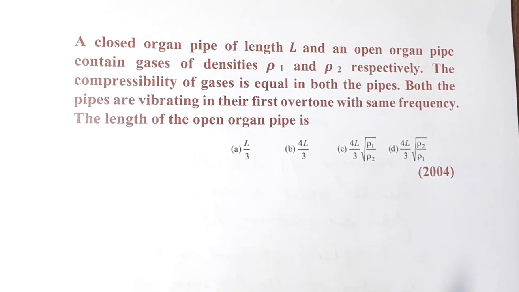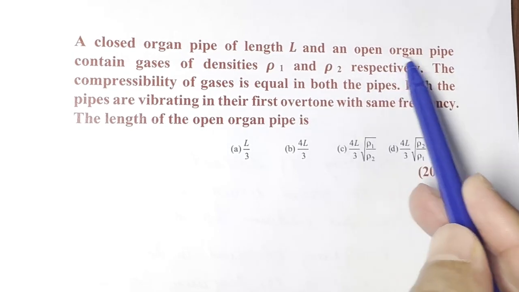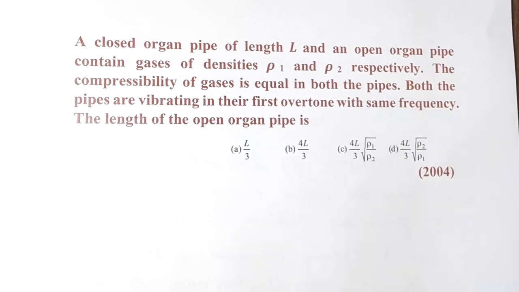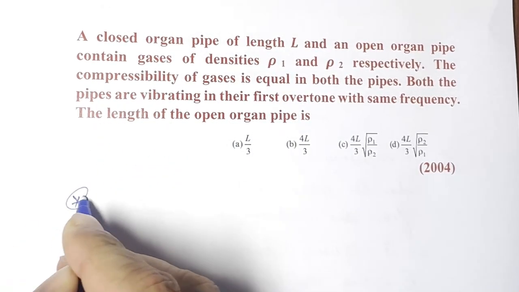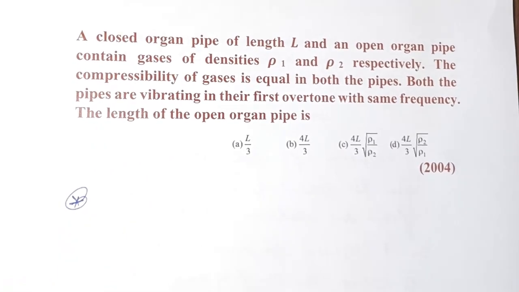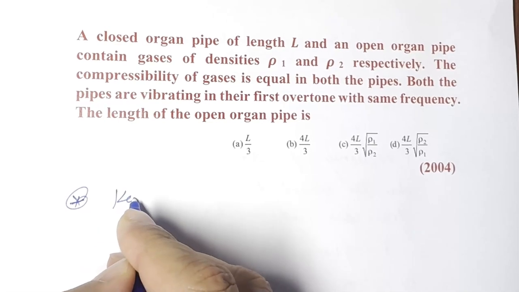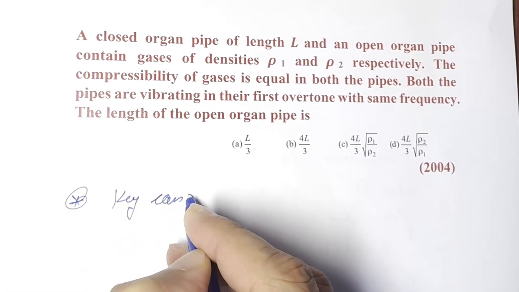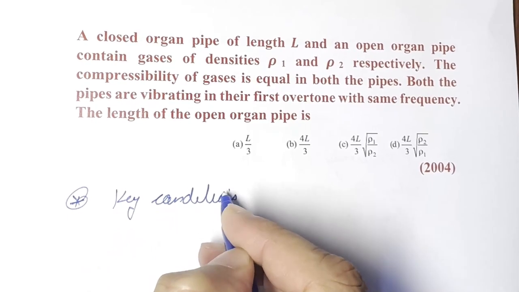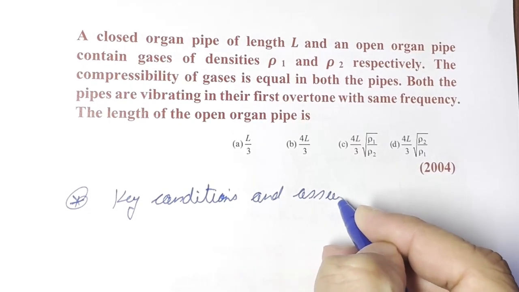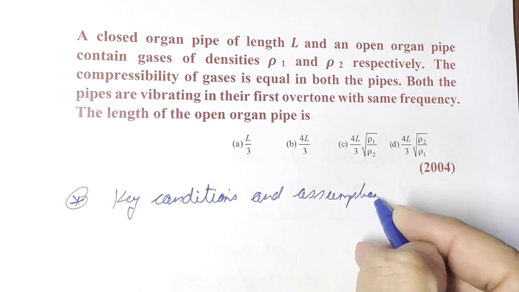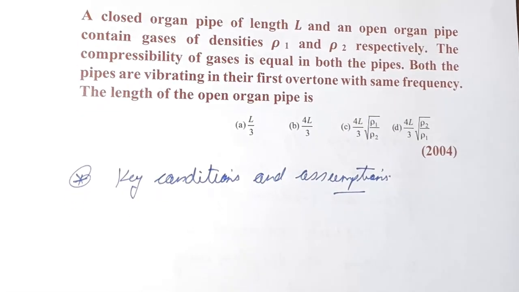So in this case we have two organ pipes, one is closed and the other is open, and we are supposed to find out what will be the length of the open organ pipe. So let us write a few things which are given in the question, and then we are going to move forward. So we can say key conditions and assumptions.